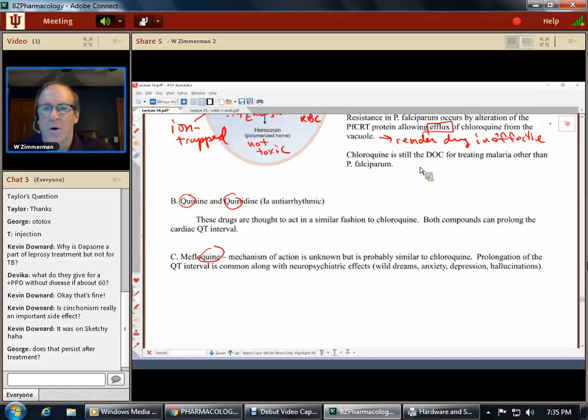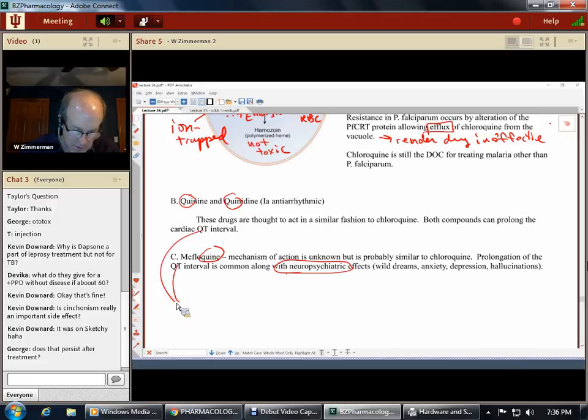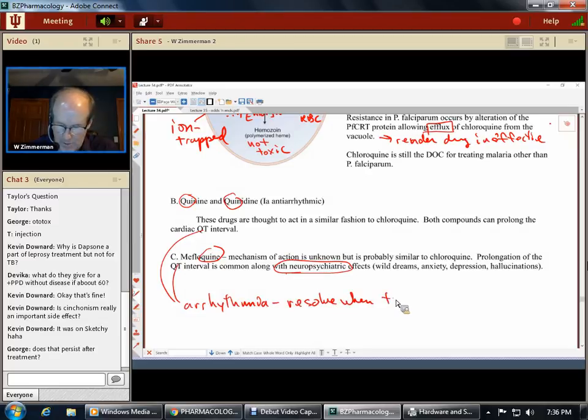Mefloquine, again, is not unknown. We really don't know how it works, but it's very similar to chloroquine. You get prolongation of the QT interval. You get these kind of neat neuropsychiatric effects. So wild dreams, depression, hallucinations. All of these, you can get arrhythmias, but they will resolve when the treatment is over. They sometimes hang around for a few weeks, which is a little scary.